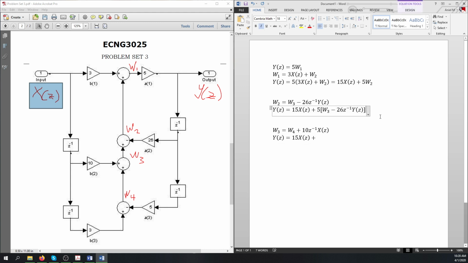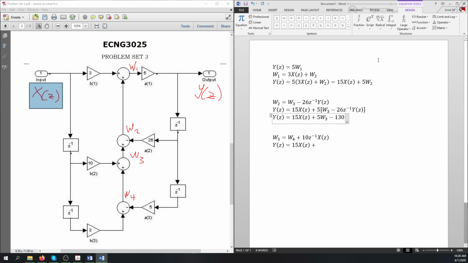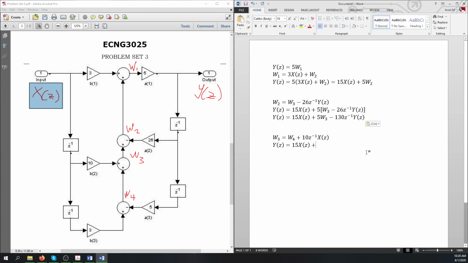Okay, so let me expand this out a little bit. This is going to be y of z is equal to 15x of z plus 5 w of 3 minus 130 z to the negative 1 y of z. Alright, so then we can say here this basically is going to be plus 5 into our substitution for w of 3 here, which is going to be w of 4 plus 10 z to the negative 1 x of z minus 130 z to the negative 1 of y of z.